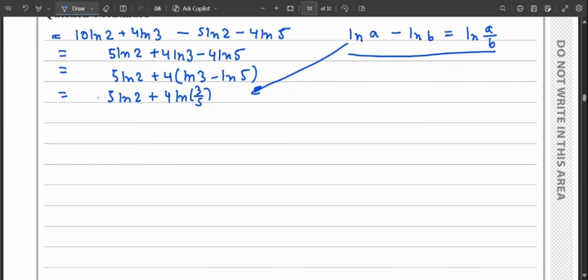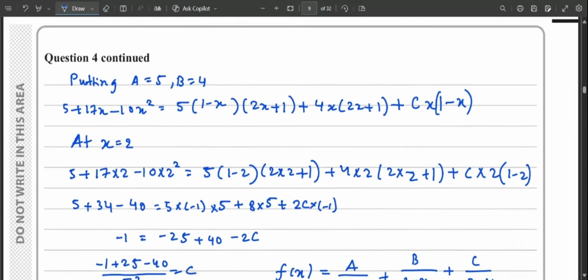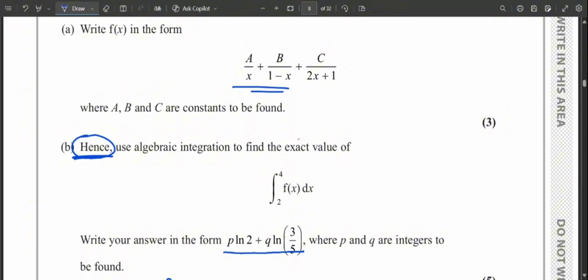So comparing this with the form given in our question, we can say that, again comparing this, P is equal to 5 and Q is equal to 4. So we've written our answer in the form P ln 2 plus Q ln 3 by 5, and we have also found the values of P and Q as we are told to in the question.